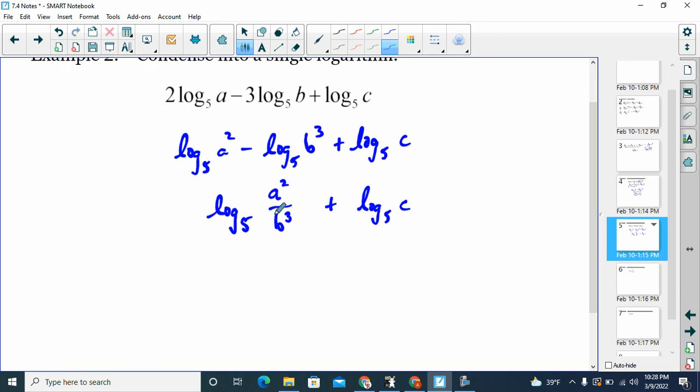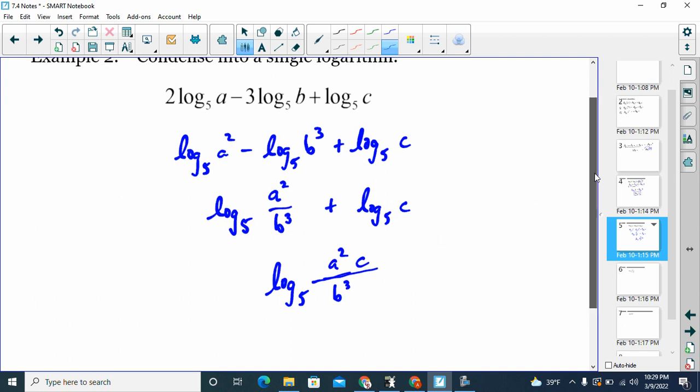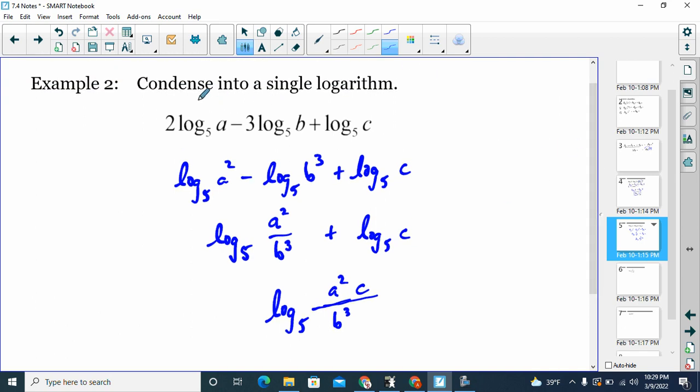And then when we add two logarithms with the same base, we multiply their arguments. So we have log base 5 of a squared divided by b cubed times c over 1. That's just going to put the c in the numerator here. So log base 5 of a squared c over b cubed. So that is the first type of problem, taking multiple logarithms and rewriting it so we just have one logarithm.